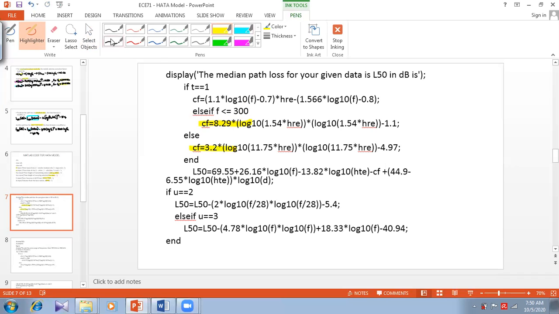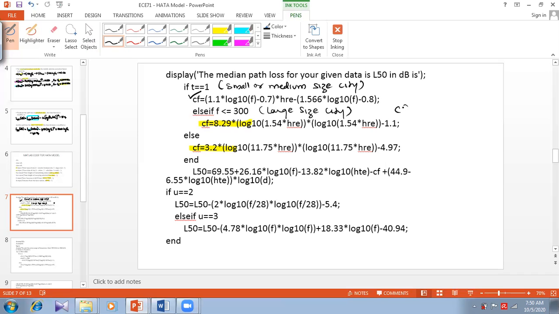Okay, I hope everybody has clarity. Let me begin from here. Here we took t equal to 1, indicating it is a small or medium size city, for which we know the correction factor is given by this. Now if it is not, else if, so you are breaking this condition, that is if it is not equal to 1, then we'll come here. So here it is a large size city. Large size city, we know there are two considerations.